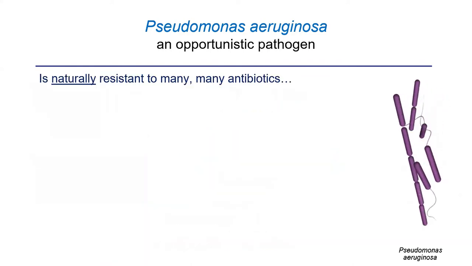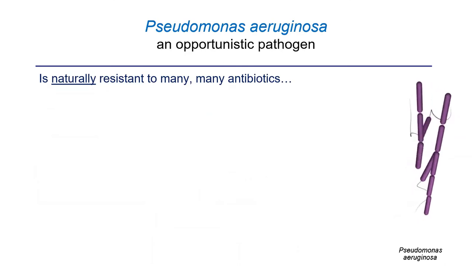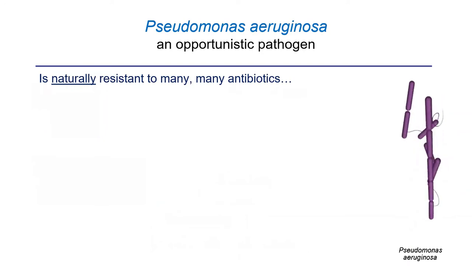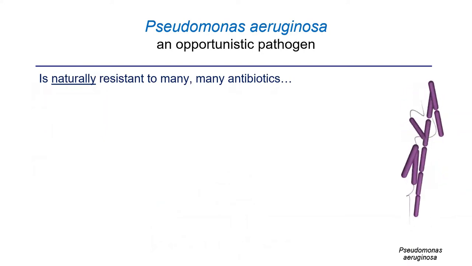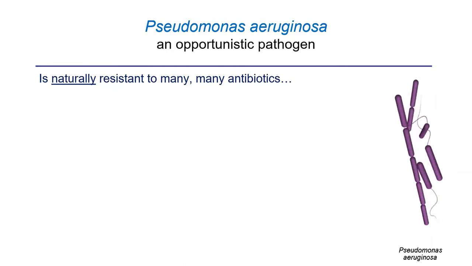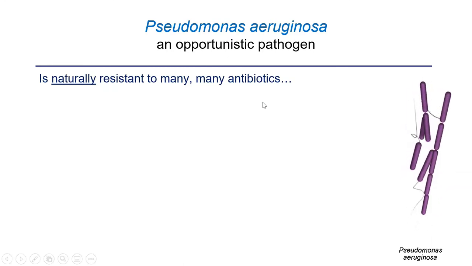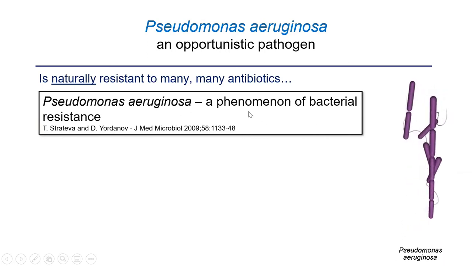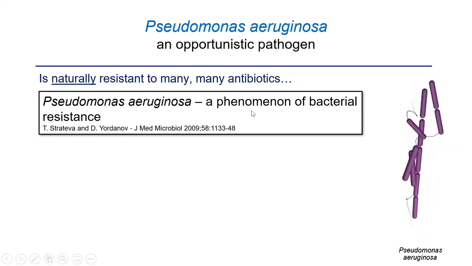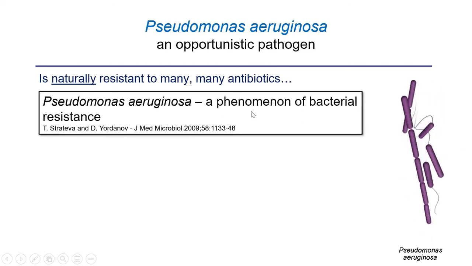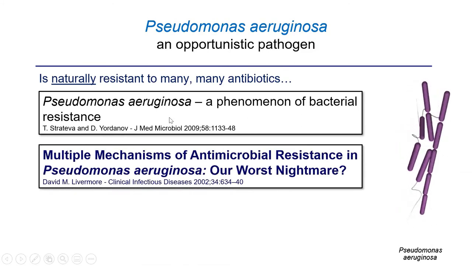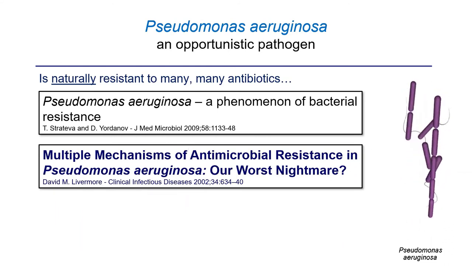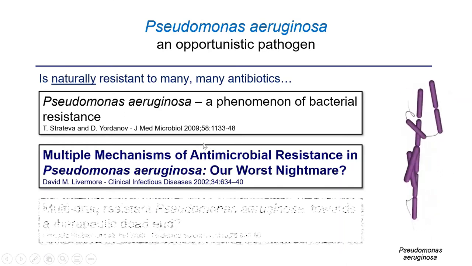So as I mentioned, one nasty thing about this organism is it is resistant to many, many antibiotics. And I wanted to share some of these. I used to work on this organism, and so you look up scientific papers on it, and I'll show you some of the ones I found. That make you scared of it, right? Pseudomonas aeruginosa, a phenomenon of bacterial resistance. That one's not too bad, but it's somebody marveling at how amazing this organism is. How about this one? Multiple mechanisms of antimicrobial resistance in Pseudomonas aeruginosa are a worst nightmare. So there's some optimism for you there.